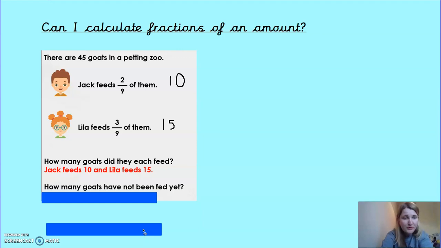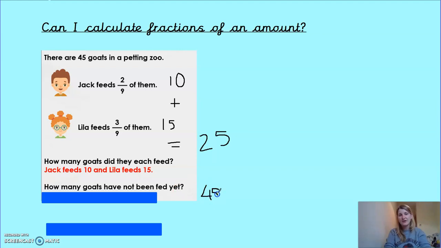Now, in terms of how many goats haven't been fed, there are 2 different ways I could do this. I'll quickly talk you through both of them. Firstly, I could do exactly what I did in the last one, which is add these 2 numbers together and then subtract them from the total to work out what's left, so how many haven't been fed yet. So 10 add 15 is going to equal 25. And if I take that away from the 45 goats in total, I would get 20.